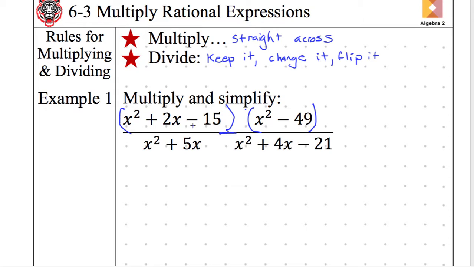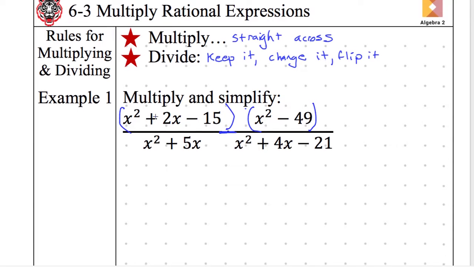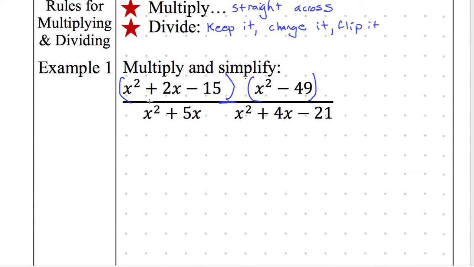So let's go ahead and factor the left top. Can anyone factor x squared plus 2x minus 15 in their heads? -3 and +5, or -5 and +3? All right, -3 and +5. So x plus 5 and x minus 3.